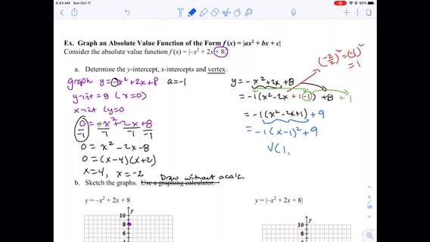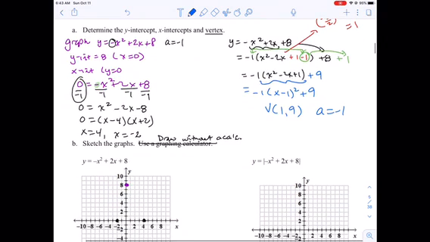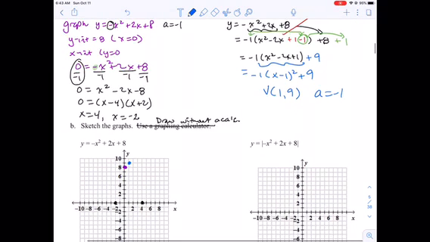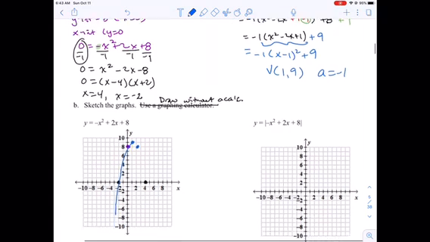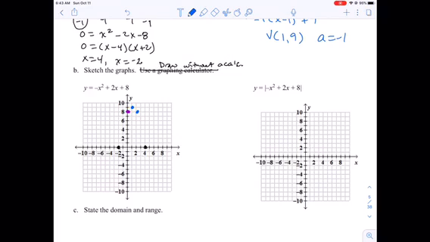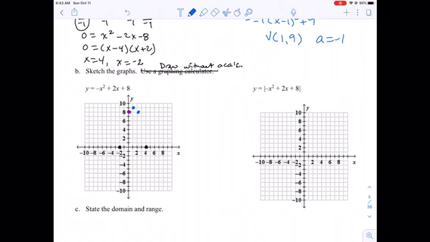which means our vertex is (1, 9), and our a value is negative 1, so we can graph that quite easily. (1, 9), it's right there. And of course, if that's my vertex, I also know my axis of symmetry is right there, so I'm going to have another point right there. So now we have enough information to sketch our graph. If I wanted one more point, actually, come to think of it, I know I can go left 1, down 1, left 2, down 4, which would take me right there, and there would be a corresponding point there.